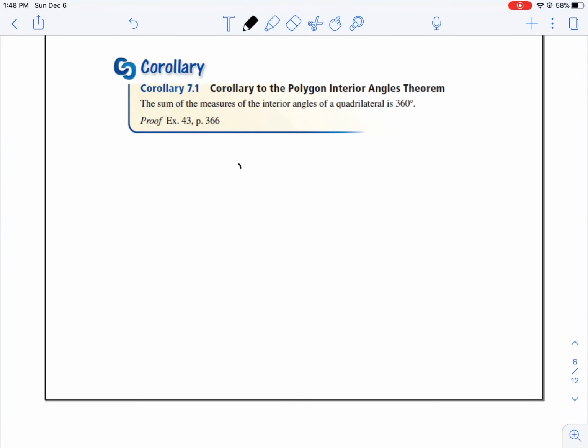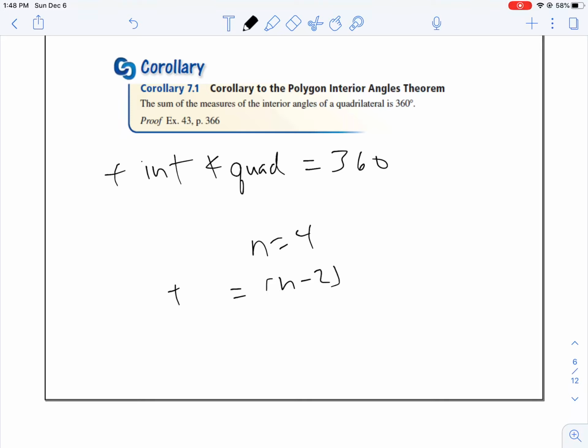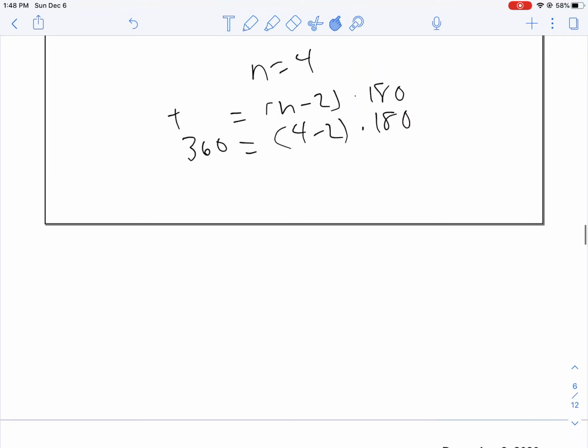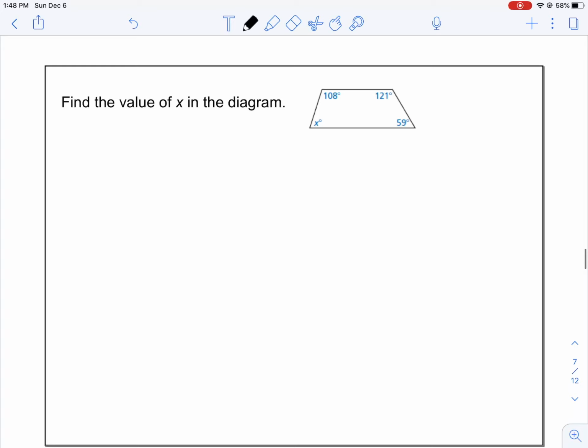Now, the other one, and this makes sense, is quadrilaterals. The sum of their interior angles equals 360. Well, that makes sense. A quadrilateral has 4 sides. We know that the sum is equal to n minus 2 times 180. So this would be 4 minus 2 times 180, which is 360. Not a whole lot to talk about there. If it's a quadrilateral, it adds to equal 360. Makes sense.